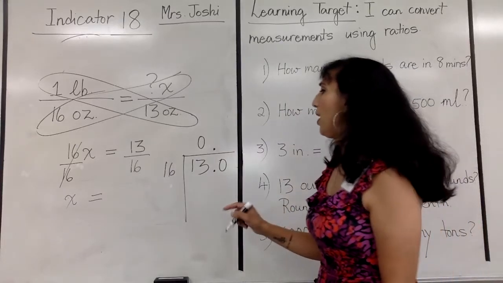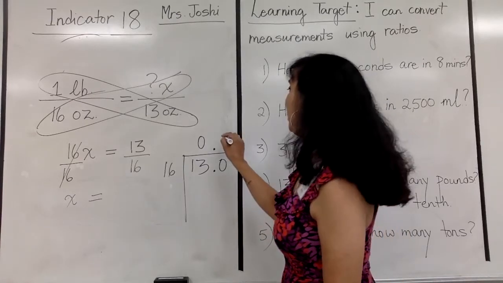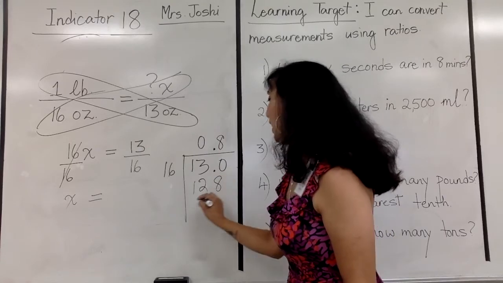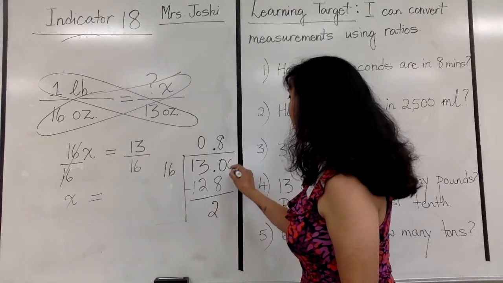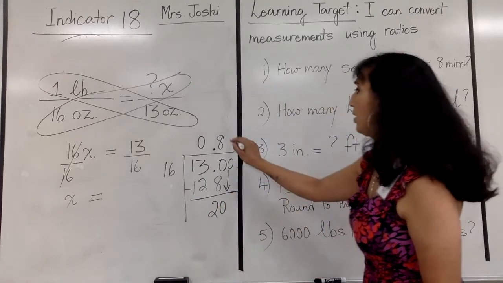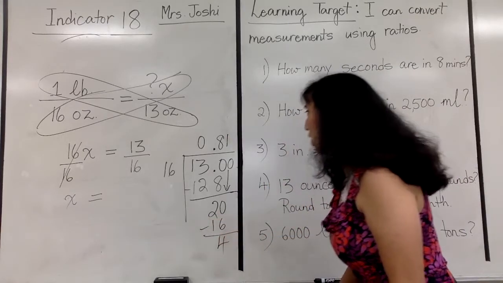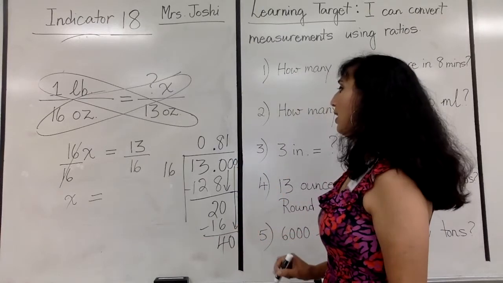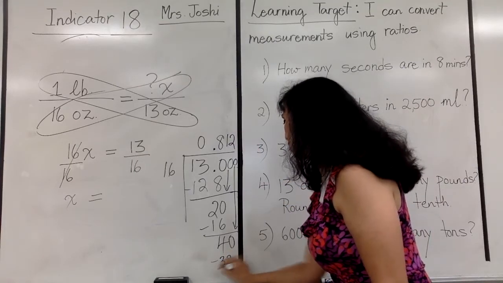Okay, then I will do, all right, what times 16 could give me 130 or less? And then if I think it's 8 times 16, I'm going to get 128. And then I subtract and I get a 2. Annex another 0, bring that down. And then I know that 1 times 16 is 16, and I get 4. Annex another 0, bring it down. And I know that 16 times 2 is going to give me 32.